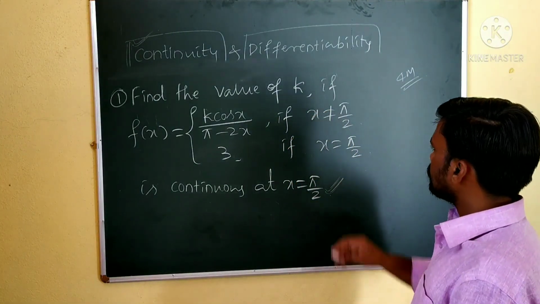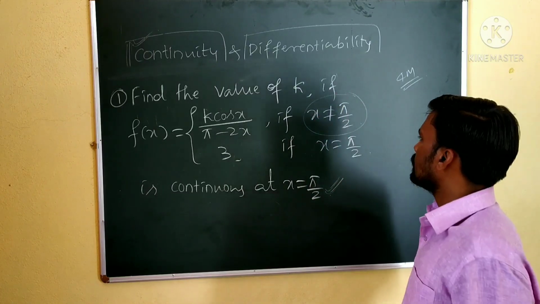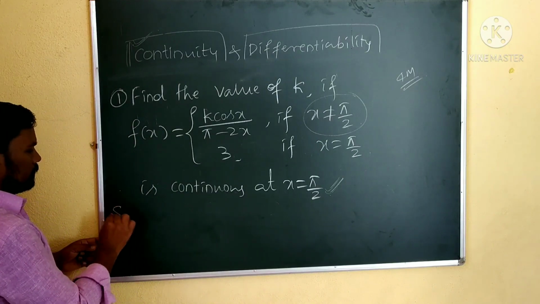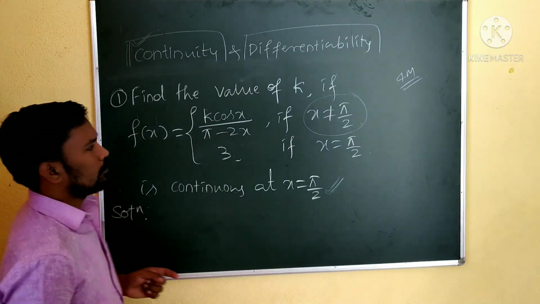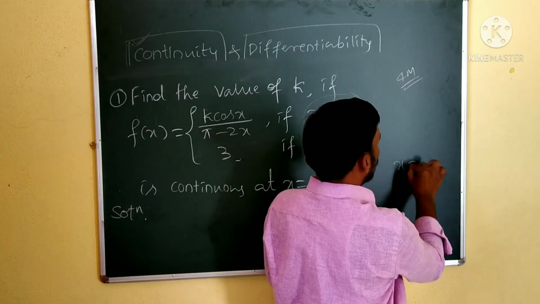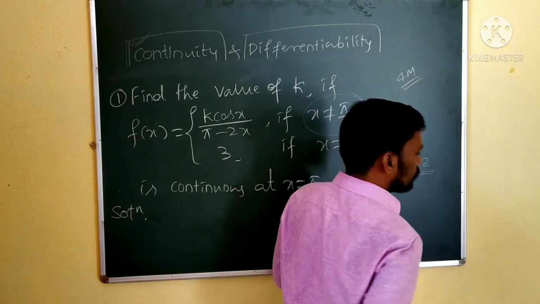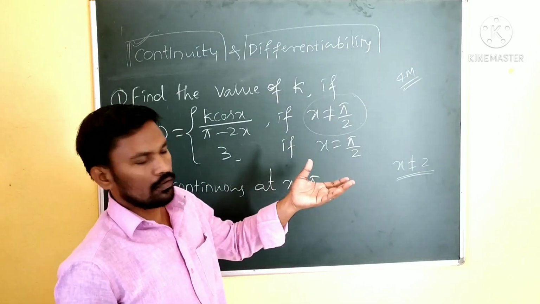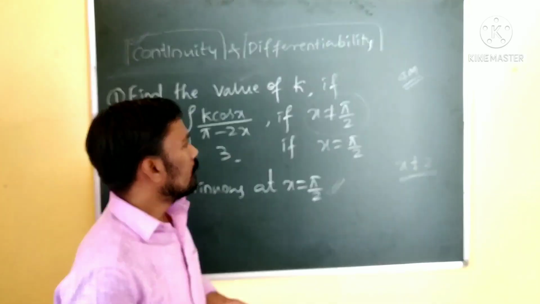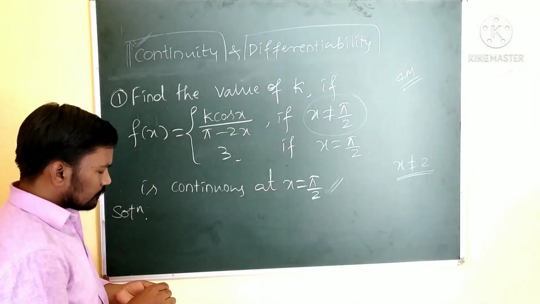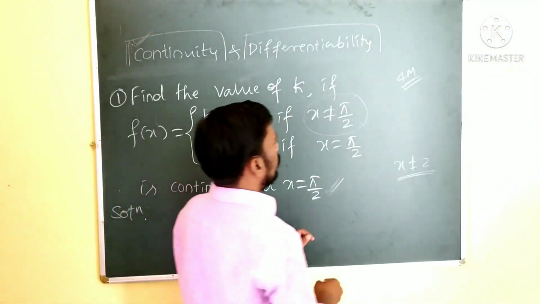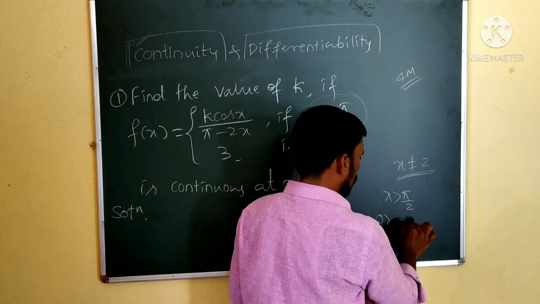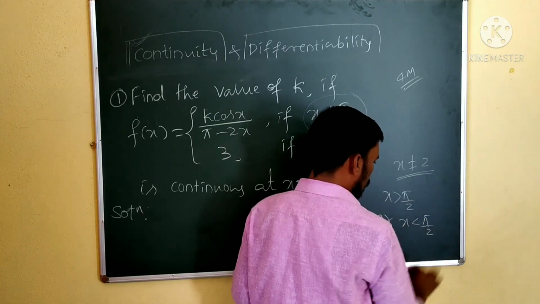Now look at this term, x is not equal to pi by 2. What does x is not equal to pi by 2 mean? In general, say for example, x is not equal to 2. What's the mathematical meaning? x is not equal to 2 means the x value may be more than 2 or less than 2. Isn't it? So here also, x is not equal to pi by 2 means x may be greater than pi by 2, or less than pi by 2. Same thing.